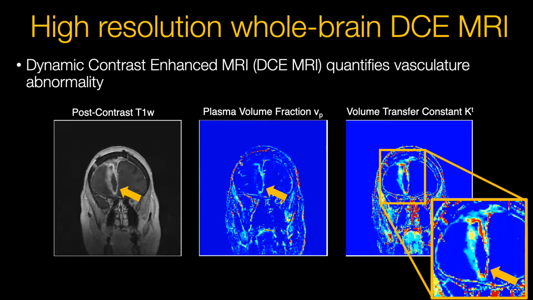Zooming in on the enhancing rim around the tumor core, you can appreciate the need for high-resolution DCE MRI protocols in order to accurately capture and parameterize plasma volume fraction Vp and volume transfer constant Ktrans along the narrow enhancing rim of the tumor.